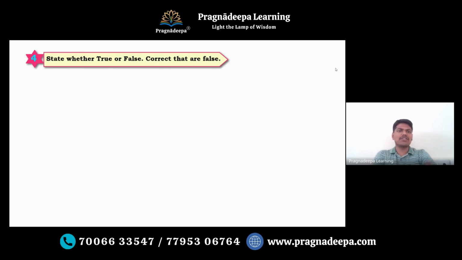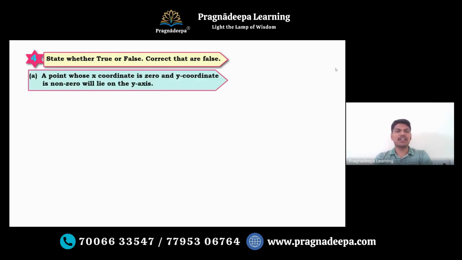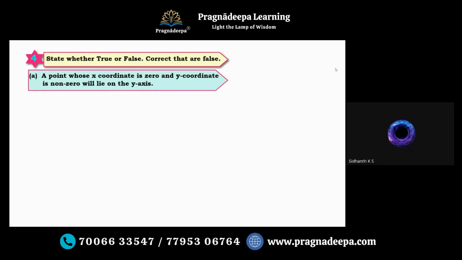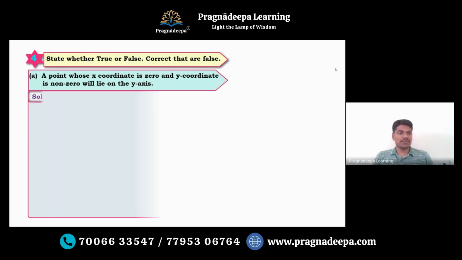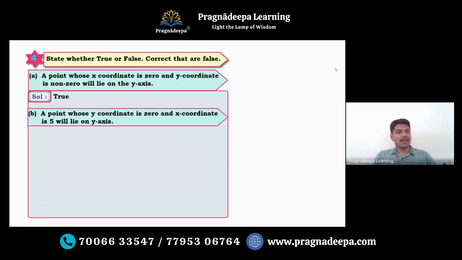Okay. State whether the following statements are true or false. Correct them if they are false. A point whose x coordinate is 0 and y coordinate is non-zero will lie on the y-axis, correct? Yes, sir. Correct. It's true. So no need to correct this statement, correct? Because it's true. No, sir.